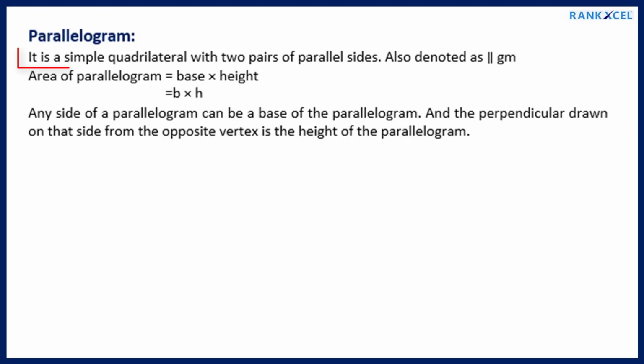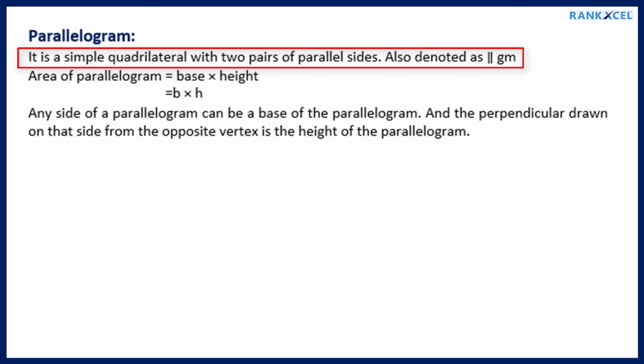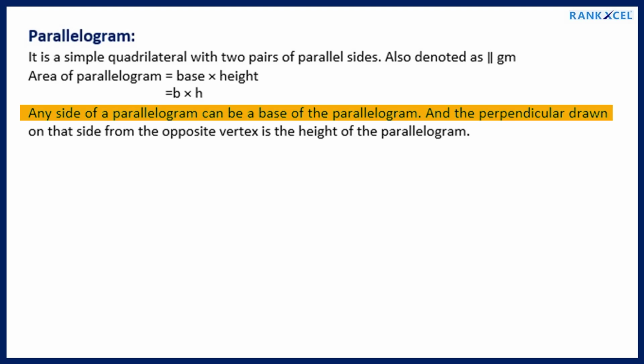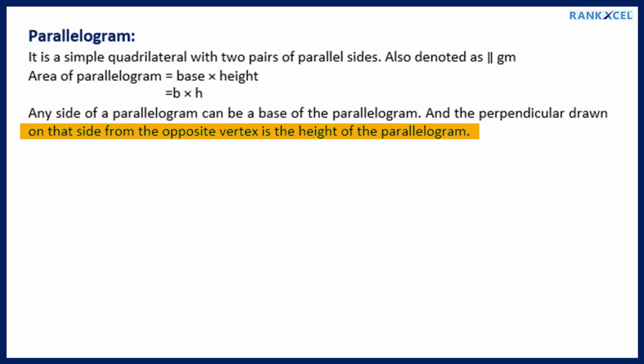Parallelogram. It is a simple quadrilateral with 2 pairs of parallel sides, also denoted as parallelogram. Area of parallelogram equals base times height, equals b times h. Any side of the parallelogram can be a base of the parallelogram, and the perpendicular drawn on that side from the opposite vertex is the height of the parallelogram.